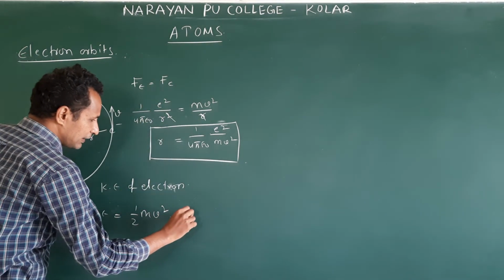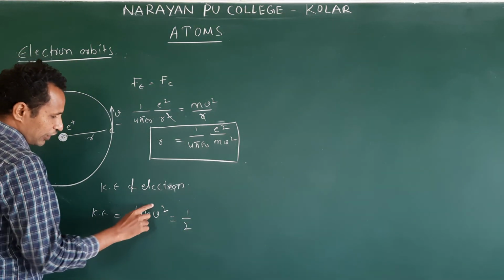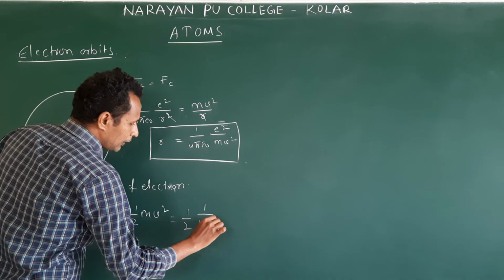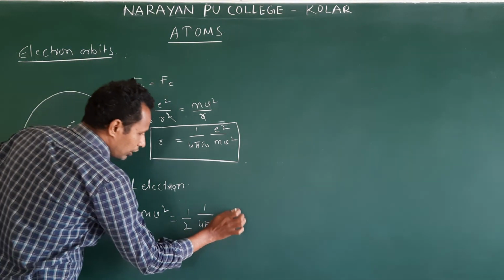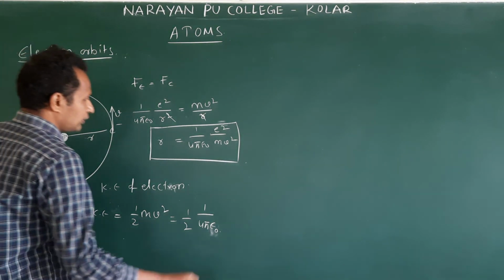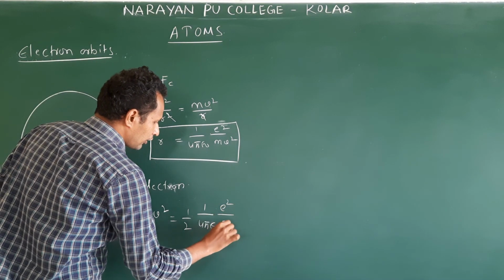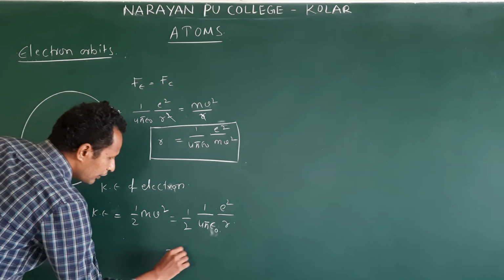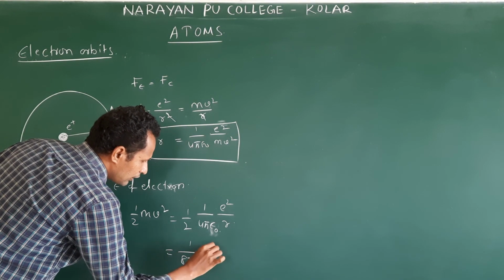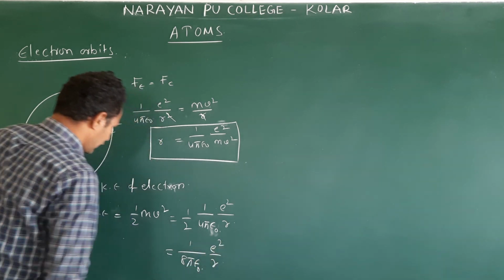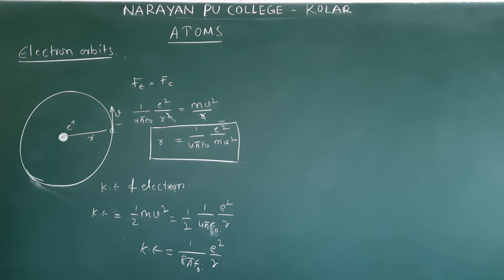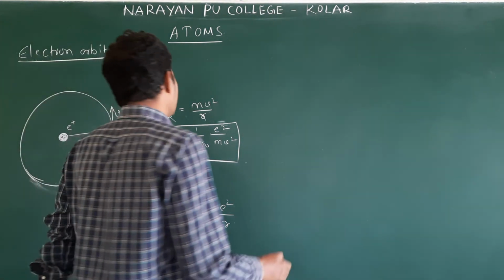So this I can write as 1 by 2, and instead of mv square, write 1 by 4 pi epsilon naught e square by r. This will be 1 by 8 pi epsilon naught e square by r. This is K. Next, P. Which energy is there?